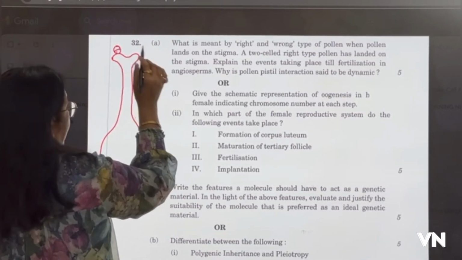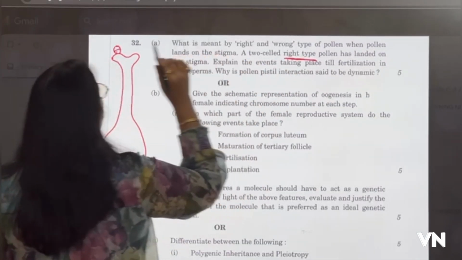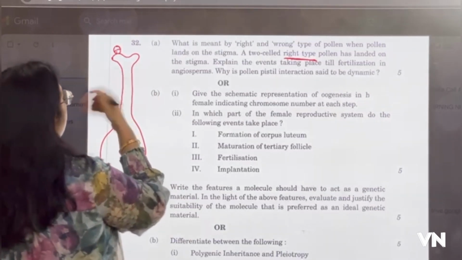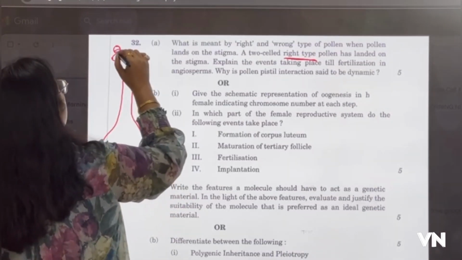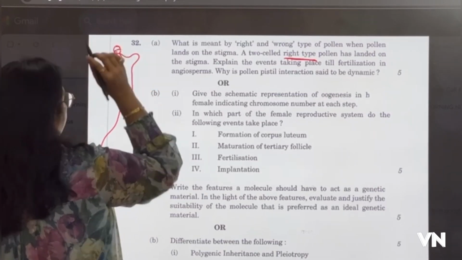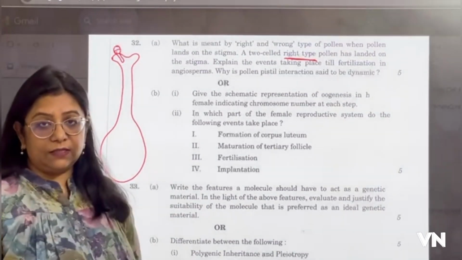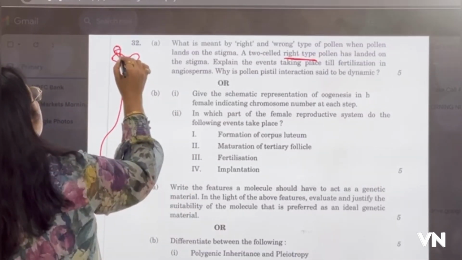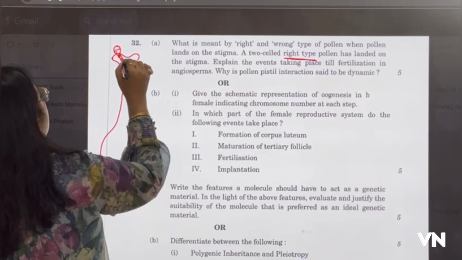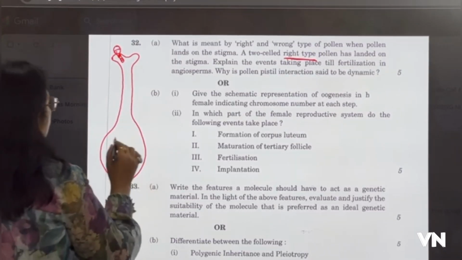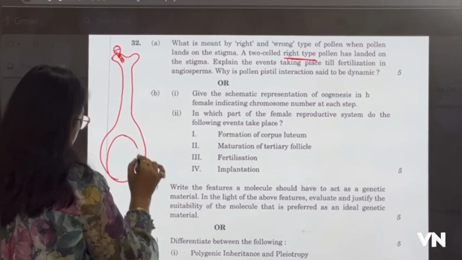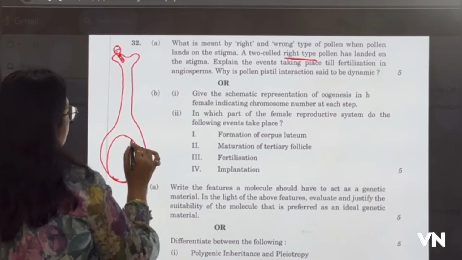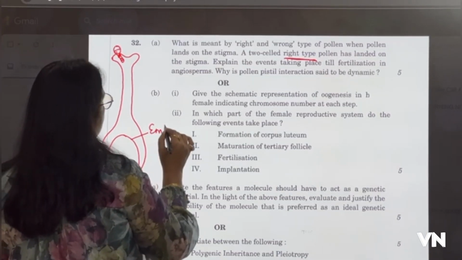Now, if it is of the right type, as already given, then what will happen? The stigma will receive it and will allow the pollen grain to develop. So a pollen tube will be developed and there will be a mitotic division in this two-celled pollen. This will result in the formation of two male gametes. Okay, and at the bottom of the pistil, what is there? The embryo sac, or the female gametophyte.